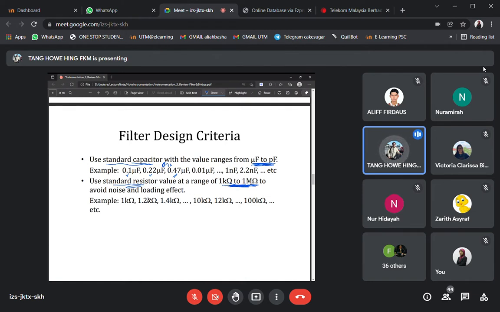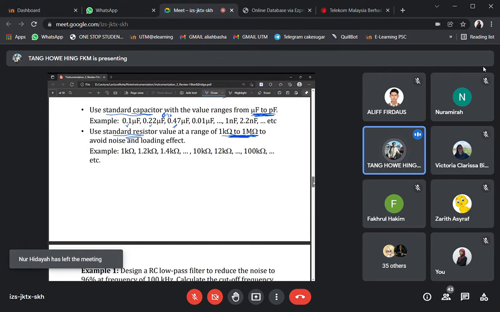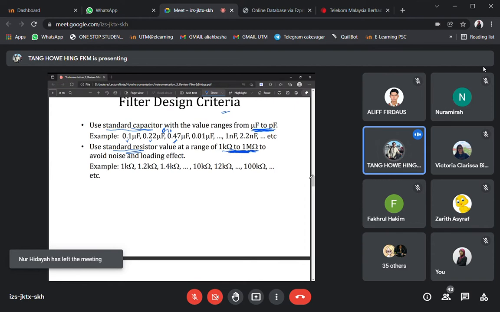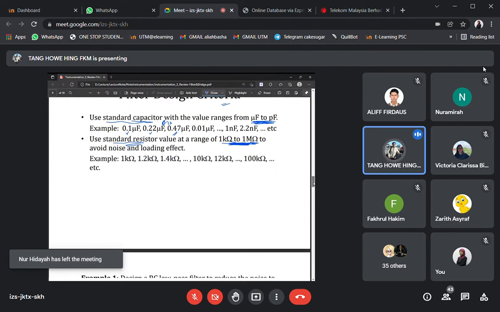Okay, so for example, the standard resistors are like 1 kilo ohm and then 1.2 kilo ohm, 1.4, 100 kilo ohm, and so on. All right, so that is about the filter design criteria, usually the range of capacitors and resistors that you use.